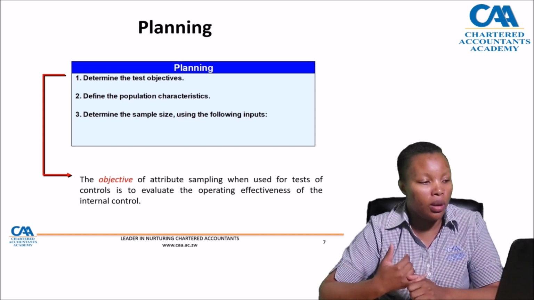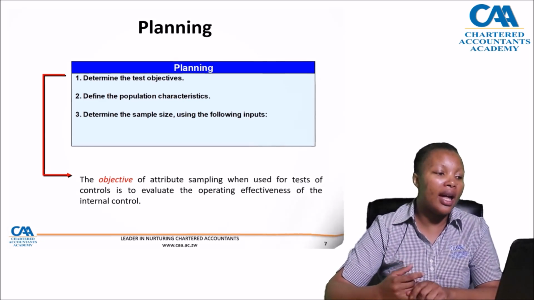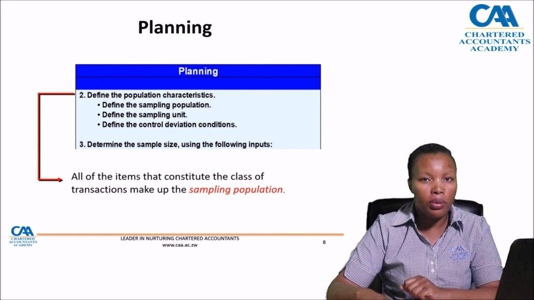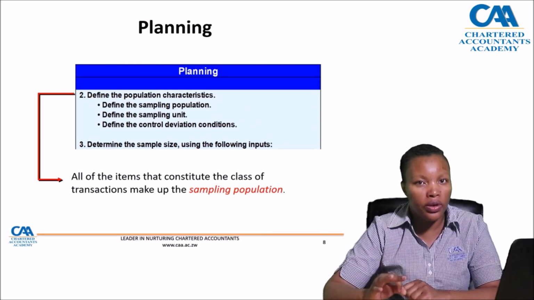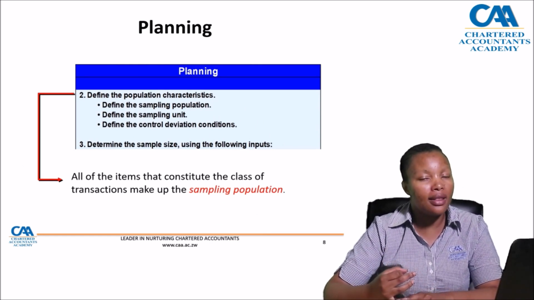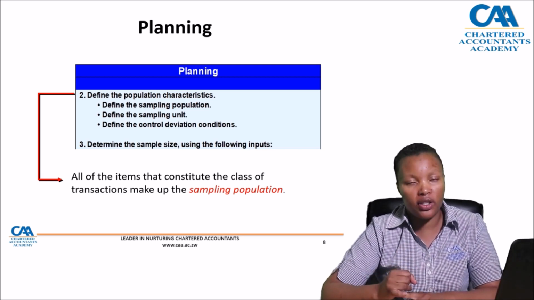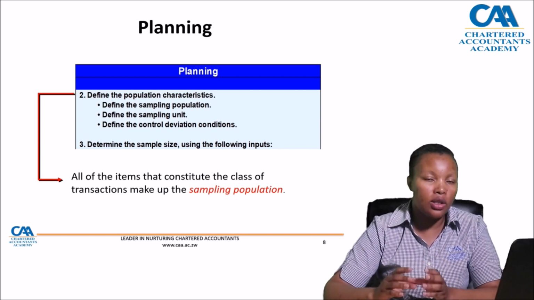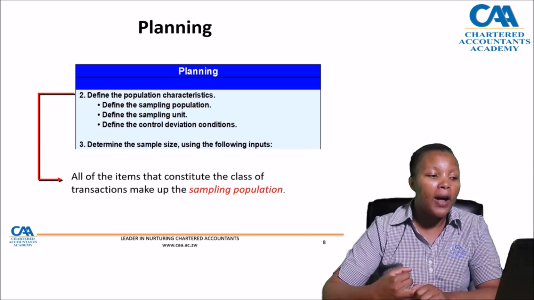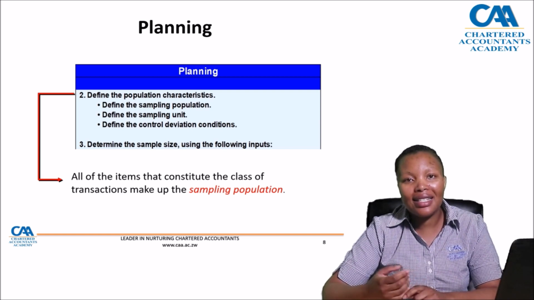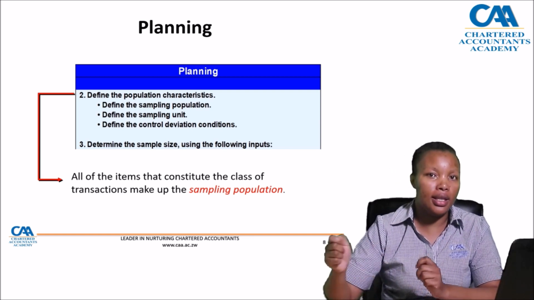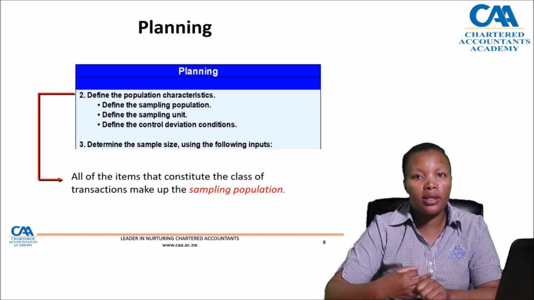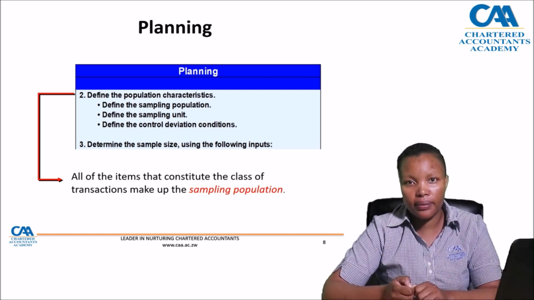Once you've determined your objective, you then need to define the population characteristics. And in defining the population characteristics, you need to do 3 things. Firstly, you define the sampling population. Is your sampling population data, or what exactly is your sampling population? You define the sampling unit. Is it an invoice within the data? And lastly, you define the control deviation conditions.